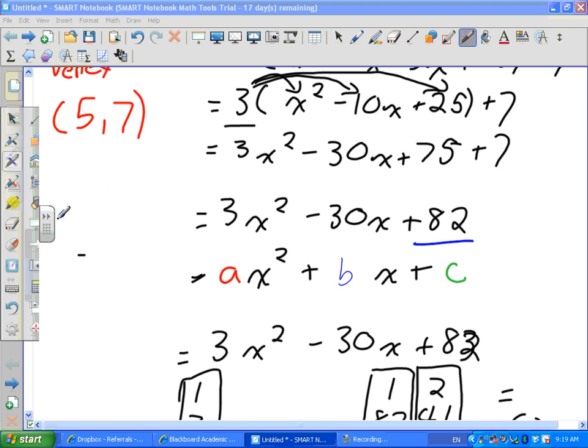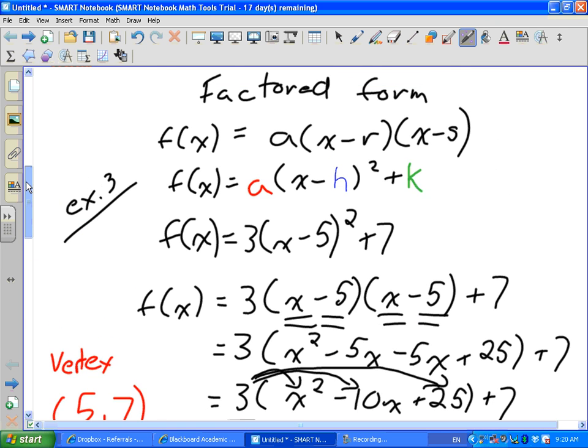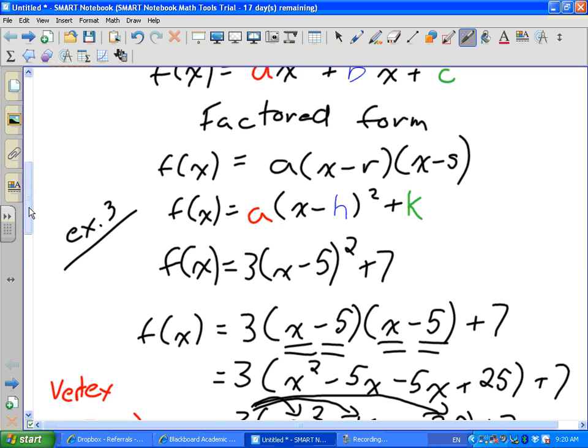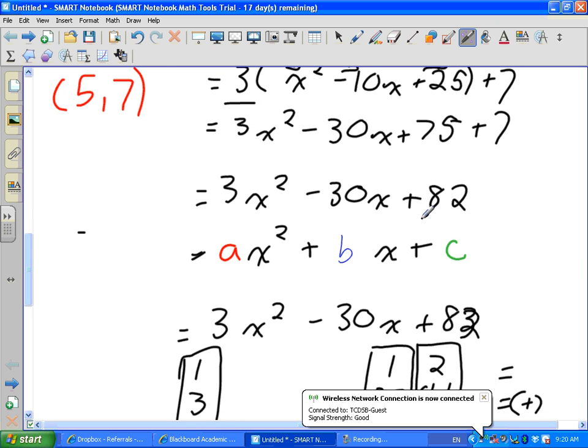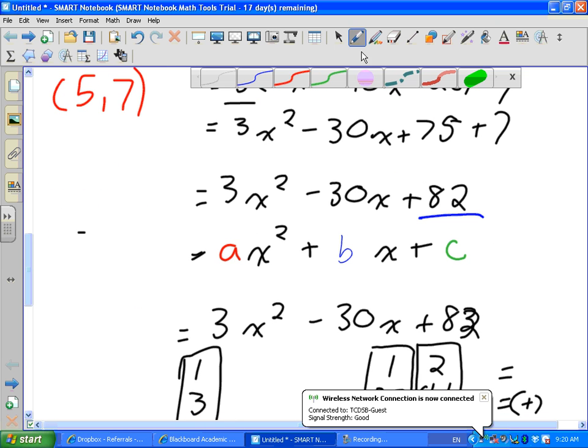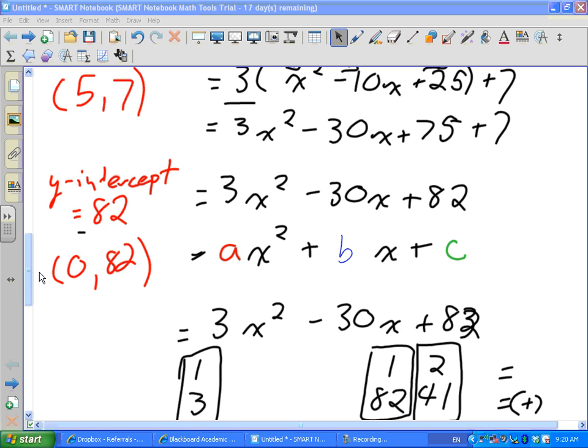So by looking at these, I was able to find the vertex when we're in vertex form. We were able to figure out that our vertex was at 5 and 7, looking right here, 5 and 7. And if I look in my standard form, my C is going to represent my y-intercept. So my y-intercept is equal to 82. Or we could write it as (0, 82) is our y-intercept. So we have quite a bit of information. Let's try to graph this.